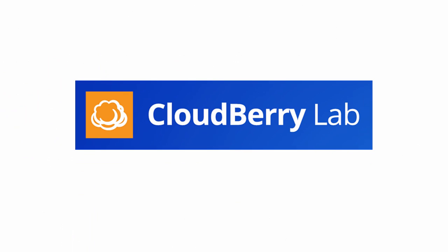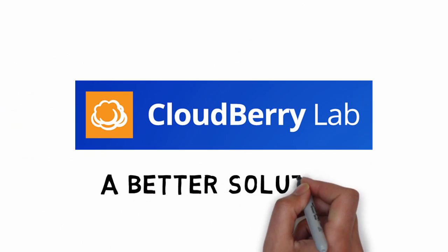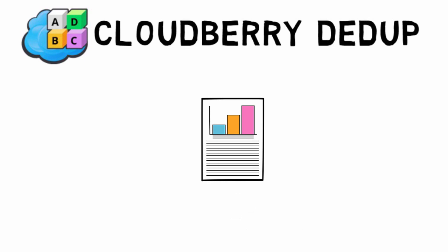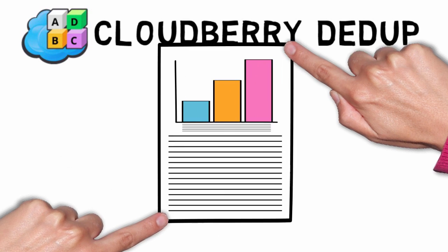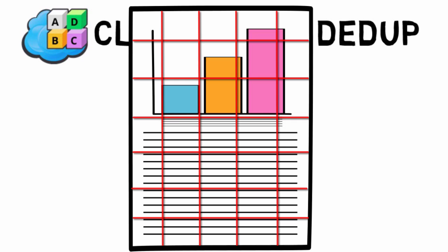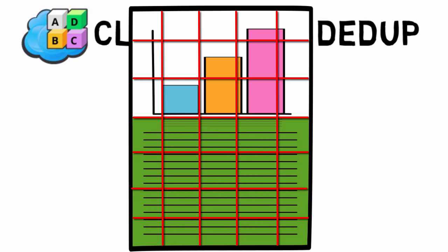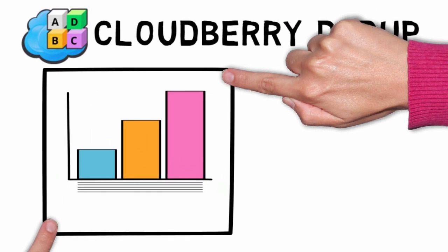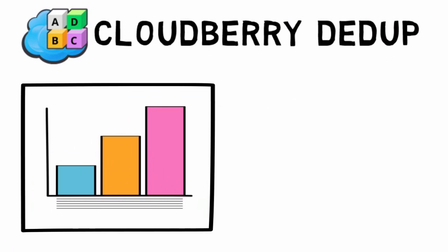At CloudBerry Labs, we've designed a better solution. Introducing CloudBerry Dedup. CloudBerry Dedup doesn't just look for unique files, it looks inside each file at the individual data blocks. Most of this report has already been backed up, so there's no need to copy it again. All we really need to save are the changes. In this case, just one new chart.